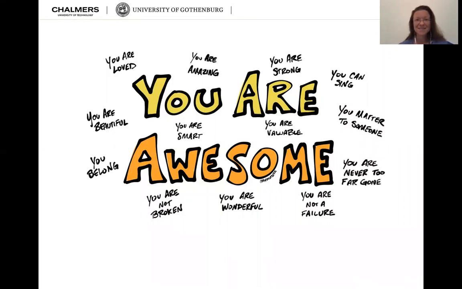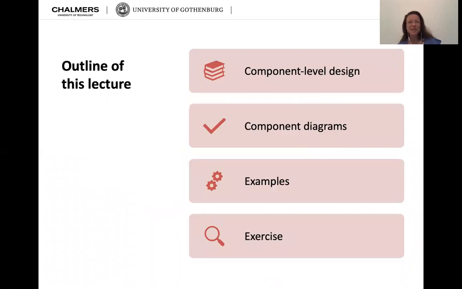Let's get started. So we're going to look at component level design, and then we'll look at component diagrams and how to draw them, what the notation for them is. We'll look at a bunch of examples, and then I have an exercise for you. Surprise.